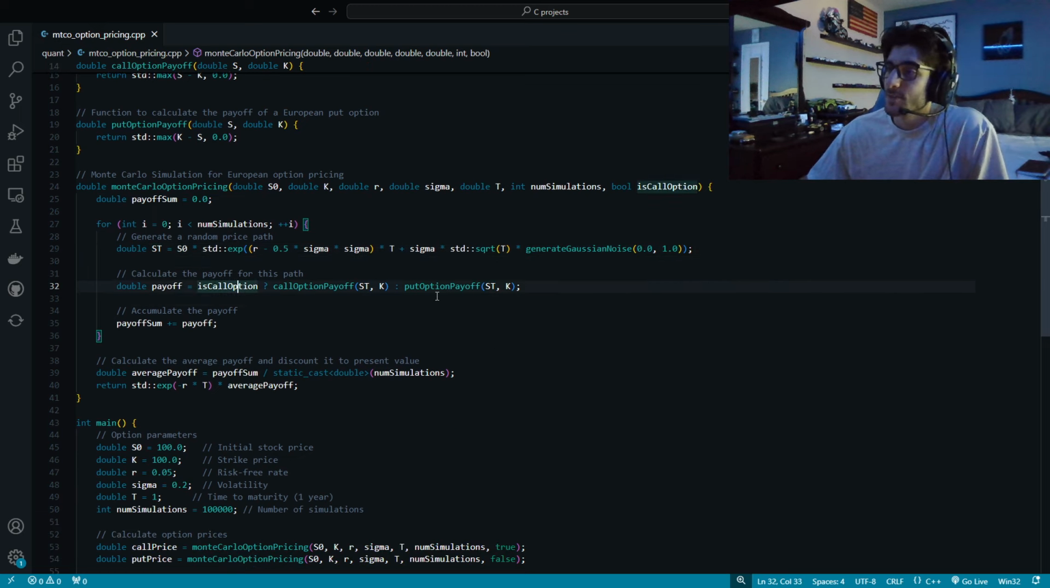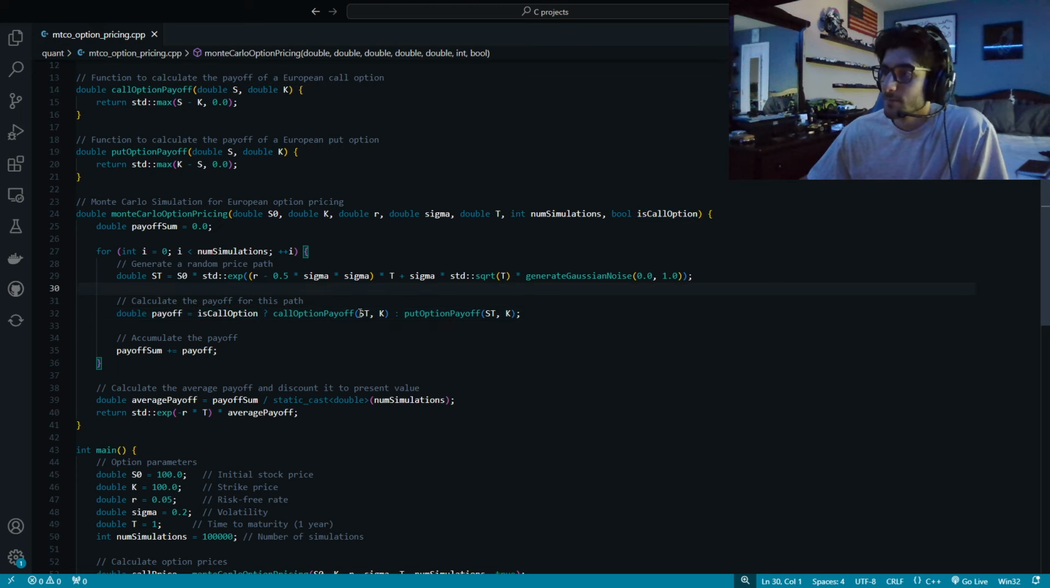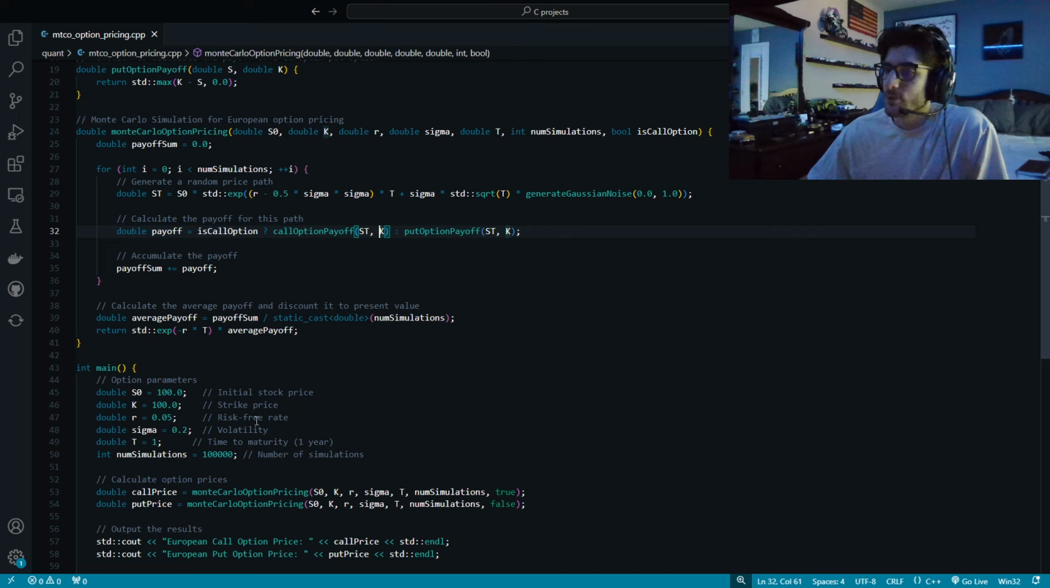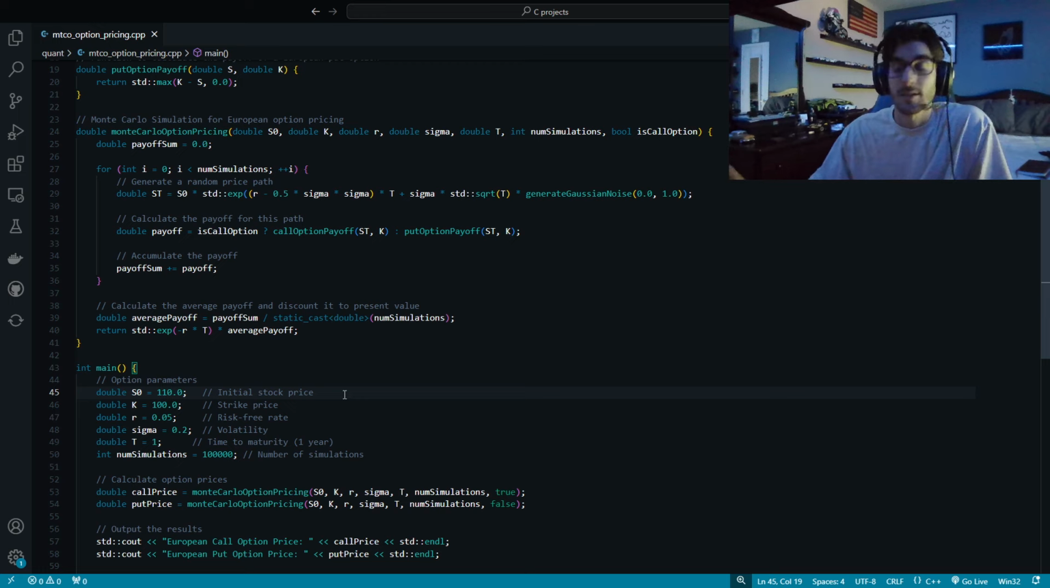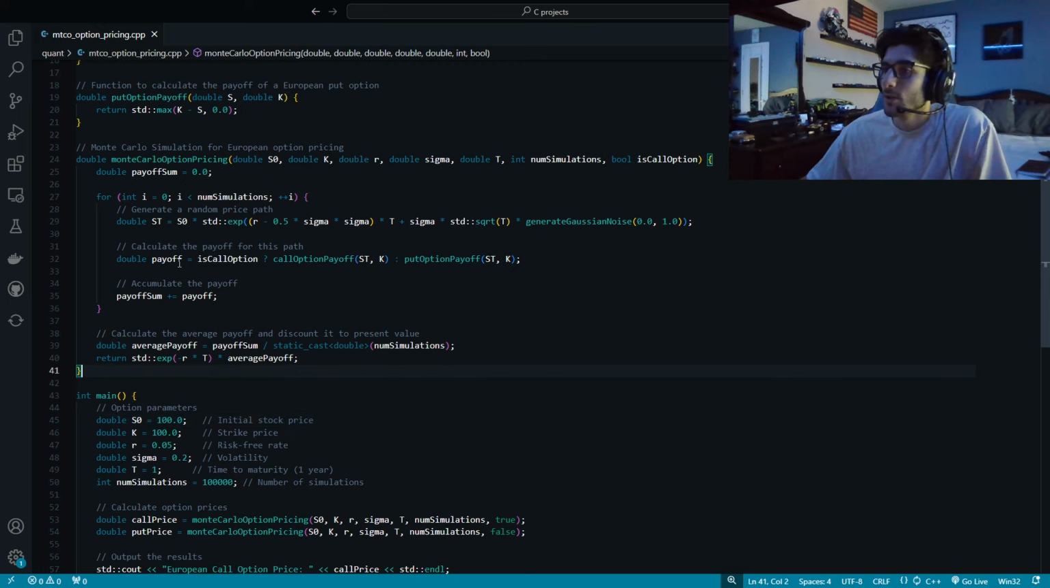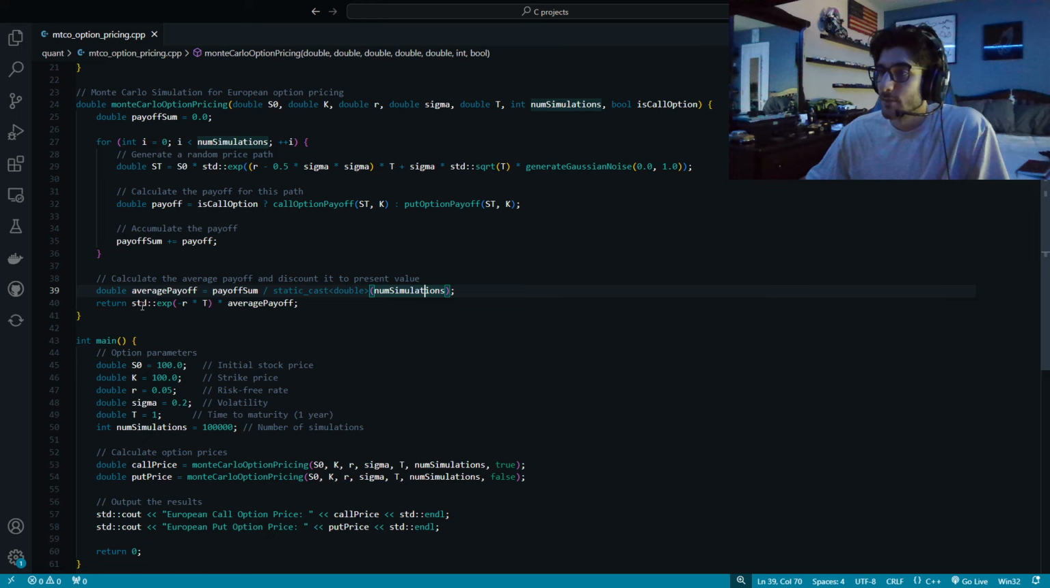So now if it's a call option or not, we would calculate the payoff. So our price at maturity and our strike price, like that concept I explained to you earlier with the 110. On calls, we made $10 a share. On puts, we lost $10 a share. So with that concept in mind, we're going to add whatever payoff we get here to our payoff sum. We're just going to keep on adding up. And then our average payoff is, of course, the sum over how many iterations.